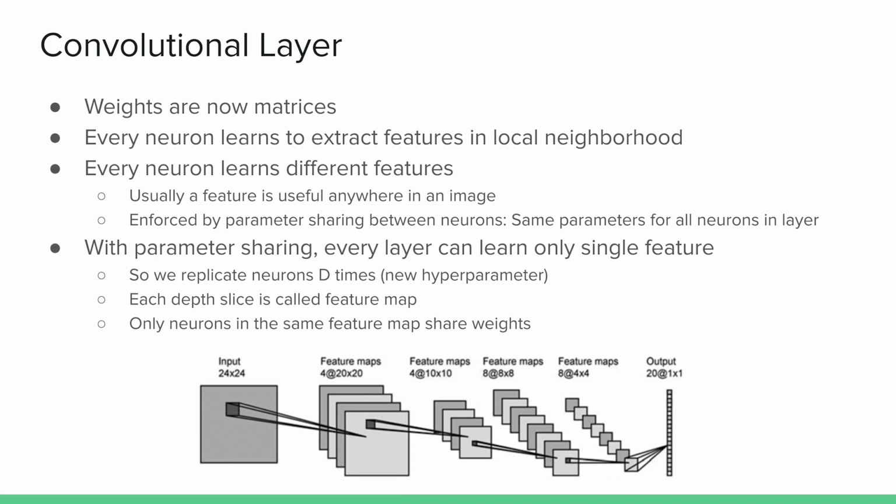And this is how it could look. So we have our input, which is a 24 by 24 grid. And then we extract features.